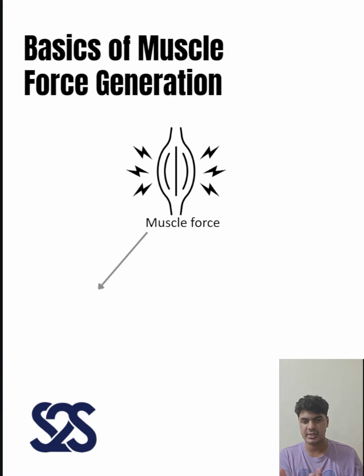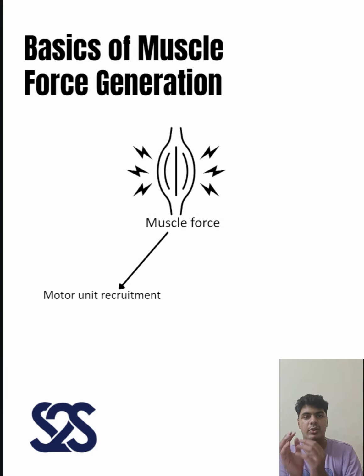Here we see a muscle. First part is motor unit recruitment. For a muscle force to be generated, for you to contract, eccentrically or concentrically, or do any kind of action, this muscle force should be there. First part is motor unit. So what is a motor unit? That is basically a nerve, and the muscle tissue that the nerve is connecting together is called a motor unit.